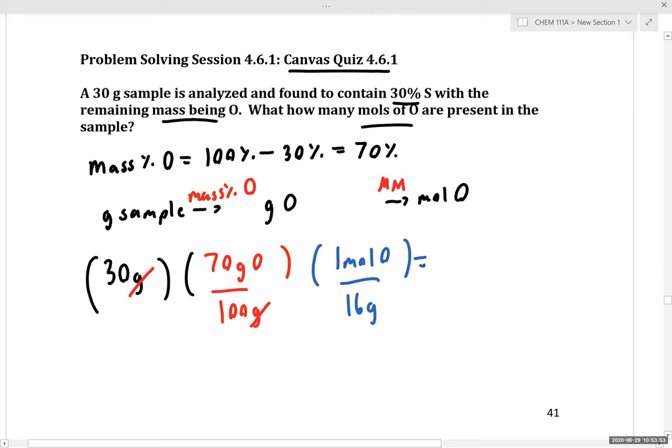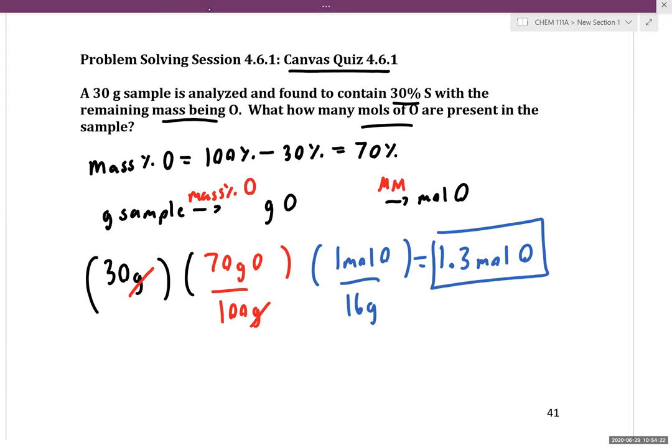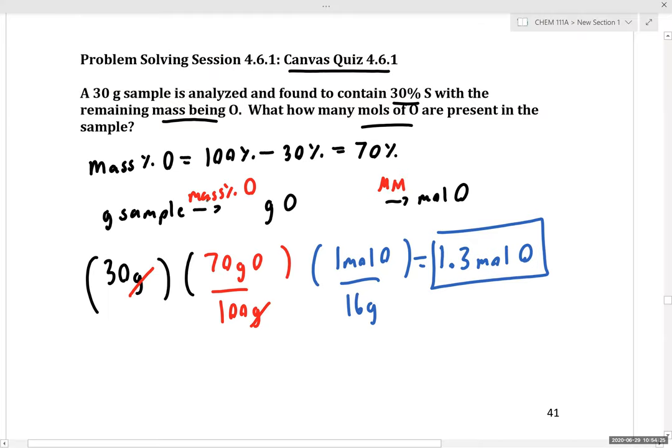And if we punch this into our calculator, that in turn gives us 1.3 moles of oxygen. Perfect. Any questions on this example? If not, let's continue on.